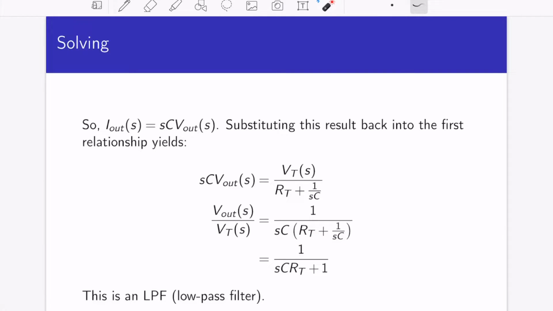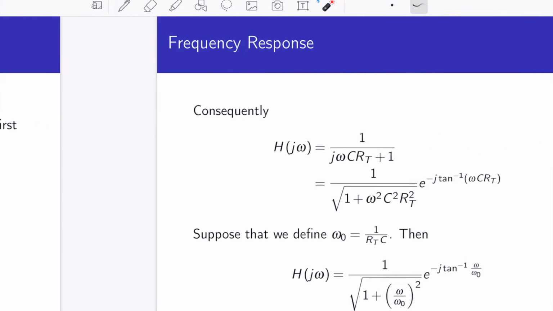We can multiply through by the denominator, and we get V out of S over V T of S is equal to 1 over S C R T plus 1, and this will be a low-pass filter. You will not be able to tell that by looking at it unless you've had some experience, but we can look at it further and find that out.